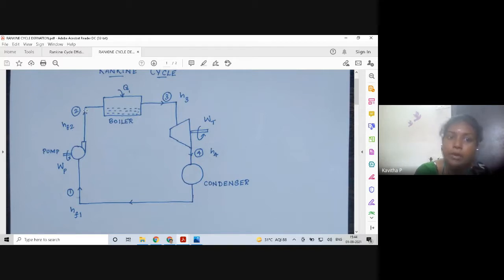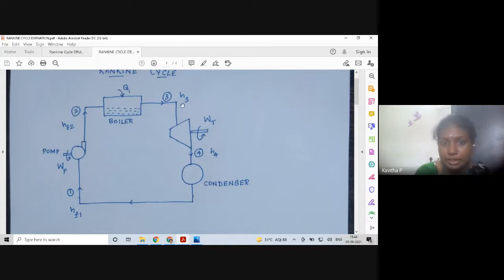And then the water which is entering the boiler is converted from liquid water into superheated steam. To convert it into superheated steam, there is some addition of heat energy over here, which is done by the burning of coal in thermal power plants. And then what happens?